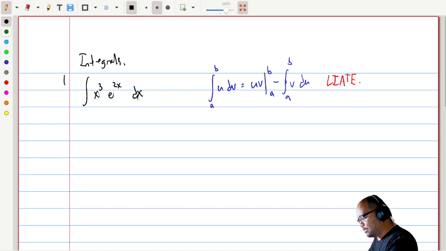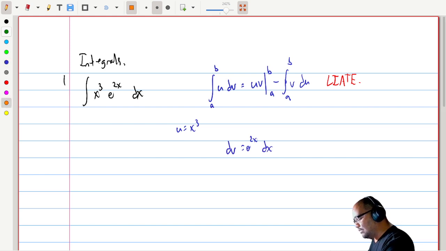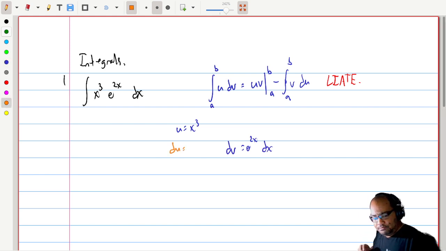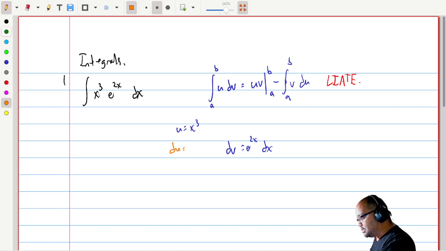So for this first integral, I'll select u equals x cubed, dv equals e to the 2x dx, so the rest. And then as I said, follow your path, right? Let's see if this works out. There we go. So du is 3x squared dx. V is 1/2 e to the 2x, just integrating that thing. And we follow our path.